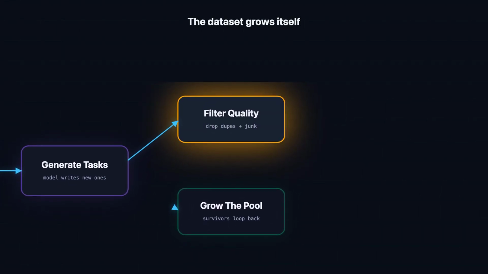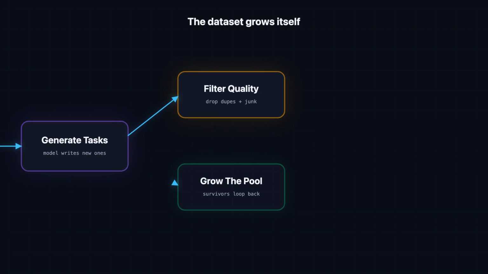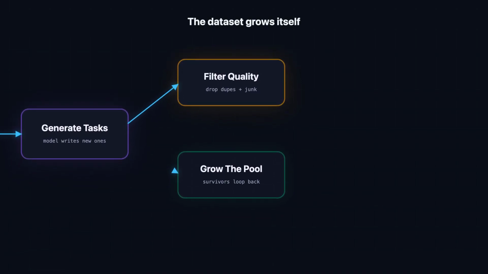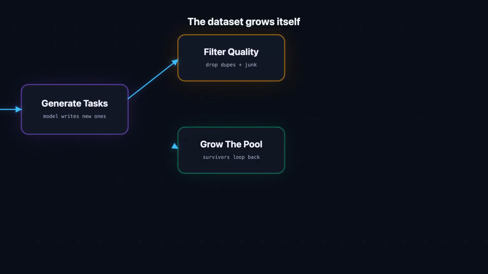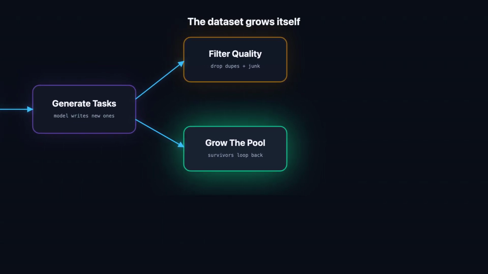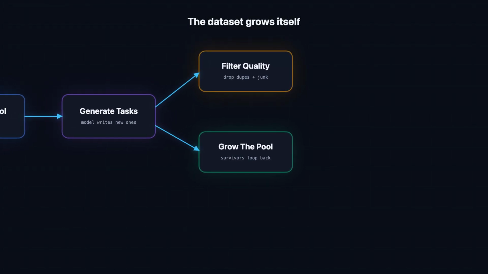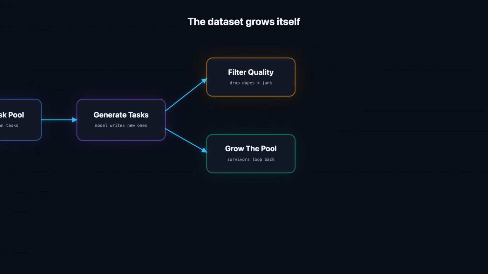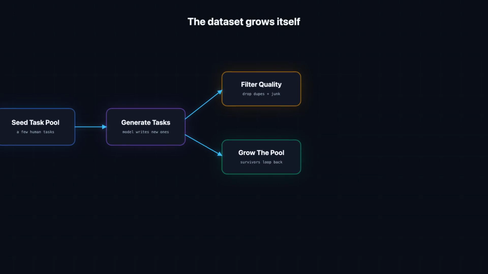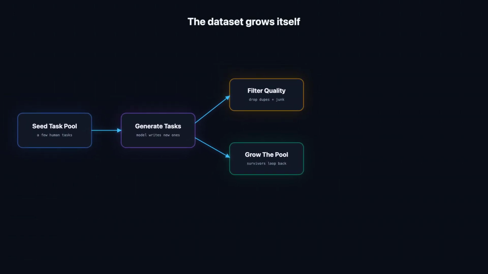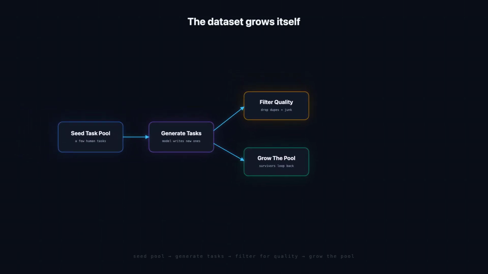Those candidates flow into a filtering stage. Here, duplicates and low-quality or invalid examples get dropped, so that only genuinely new and usable tasks make it through to the next step, and the survivors loop right back into the pool. Each pass makes the collection larger and more varied, and later rounds draw on that richer pool to invent even more diverse tasks. After enough iterations, you fine-tune the base model on this self-generated data and its instruction-following jumps.